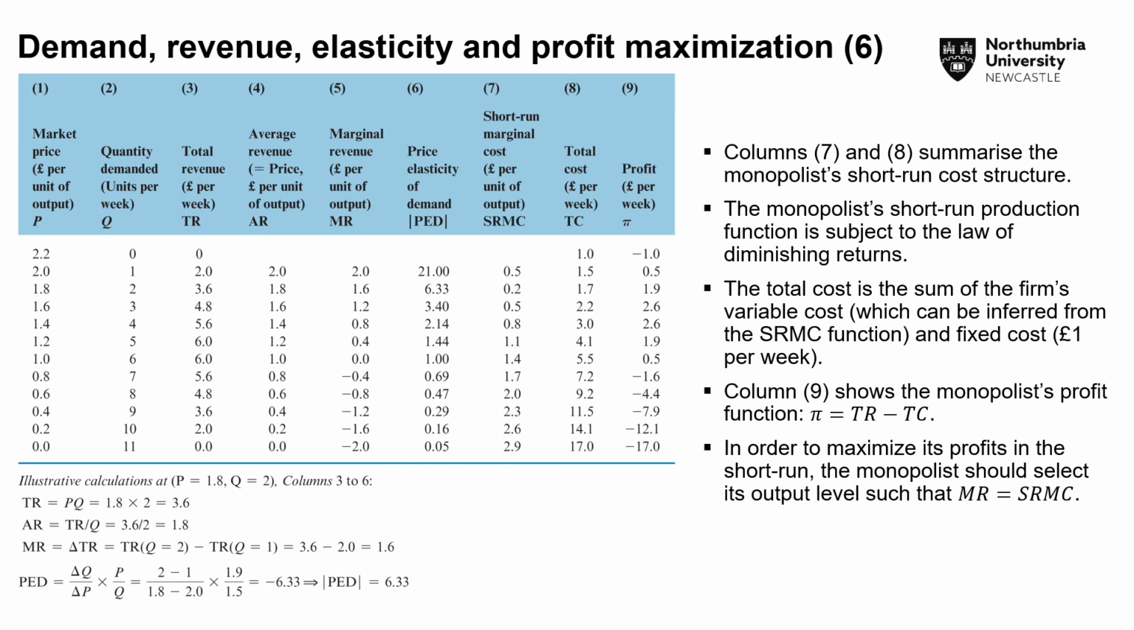So now this brings us to a summary of a monopolist's short-run production function. What we see is that the total cost is the sum of the firm's variable cost and its fixed cost.